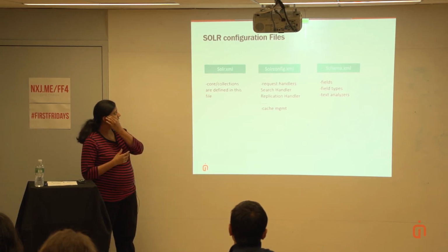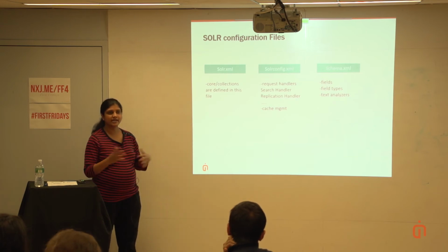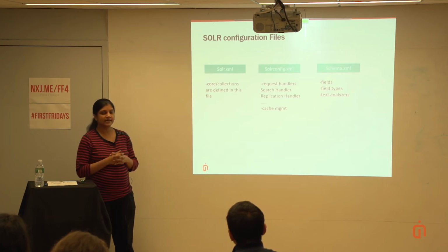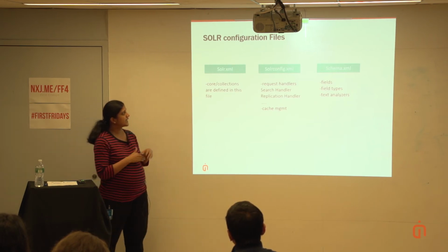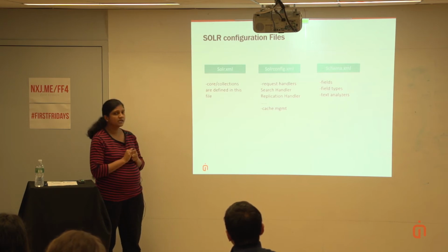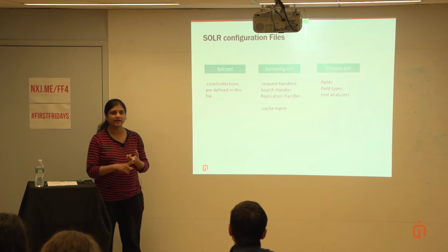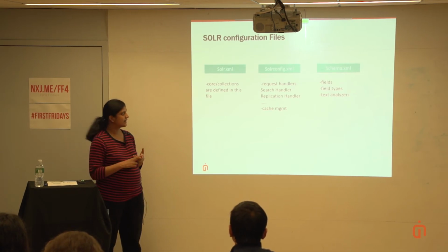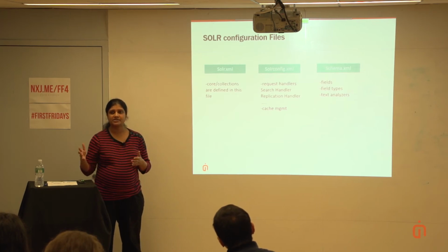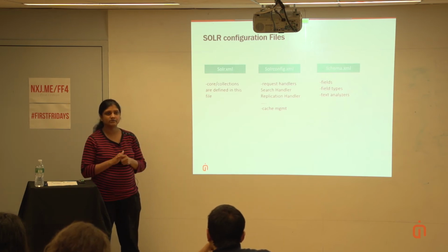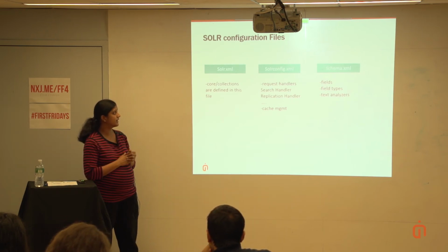The first is SOLR.xml, which will have the list of the cores or collections, which I will touch on later. It's basically where you are storing the data, so it's basic, high-level information. The second one is solrconfig.xml, which lists all the handlers, like what type of search handler you are using. Are you using the default handler or some custom-written handler? It also covers replication, how the data replication works, and cache management: are you caching the results for the query which somebody is executing, and how does that work? All these high-level server-related settings are listed in solrconfig.xml.